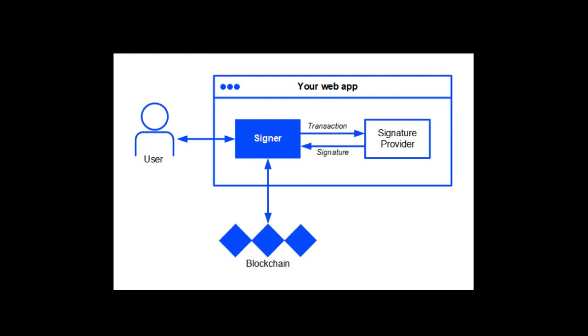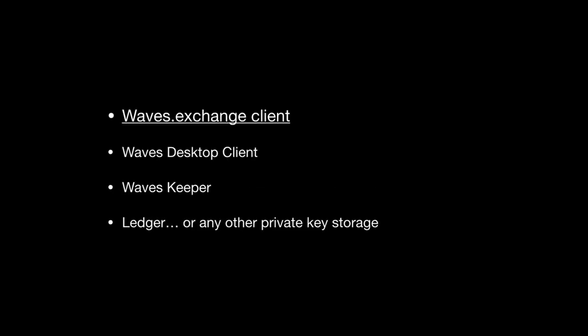So with Wave Signer, you would be able to have access to these external providers. You could use the Waves.exchange client, which could be the web app or the desktop app. You could also use Wave Skipper if you want to, or you could use a Ledger or any other private key storage for that matter. So Wave Signer gives you options for you to sign transactions or authenticate a user in your dApp. You could use Waves.exchange, the Waves desktop client, or even Wave Skipper itself, or any other Ledger or private key storage.